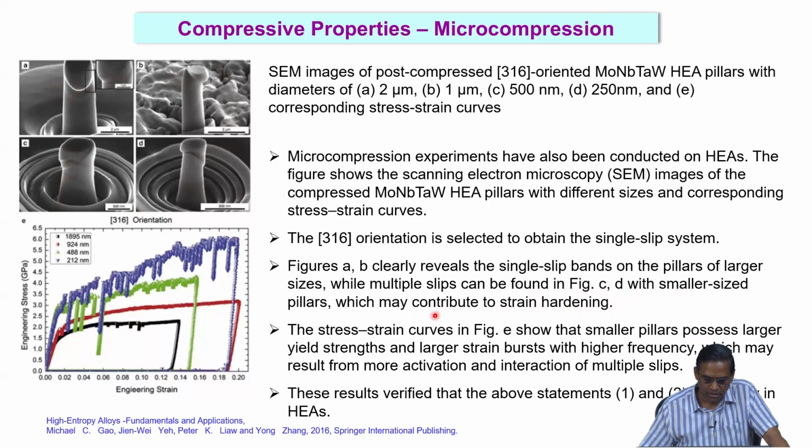With smaller size pillars, which may contribute to the strain hardening. So, C and D are different from A and B in terms of size, right. The stress strain curves in figure E show that the smaller pillars possess larger yield strength and larger strain bursts with a higher frequency, which may result from more activation and interaction of multiple slips.